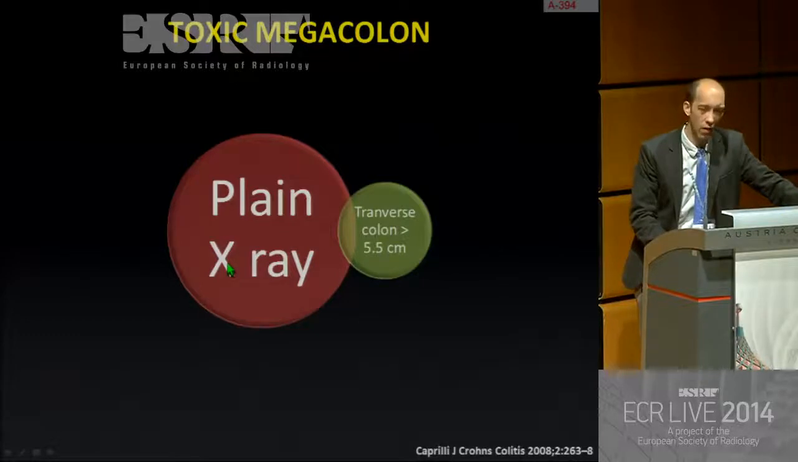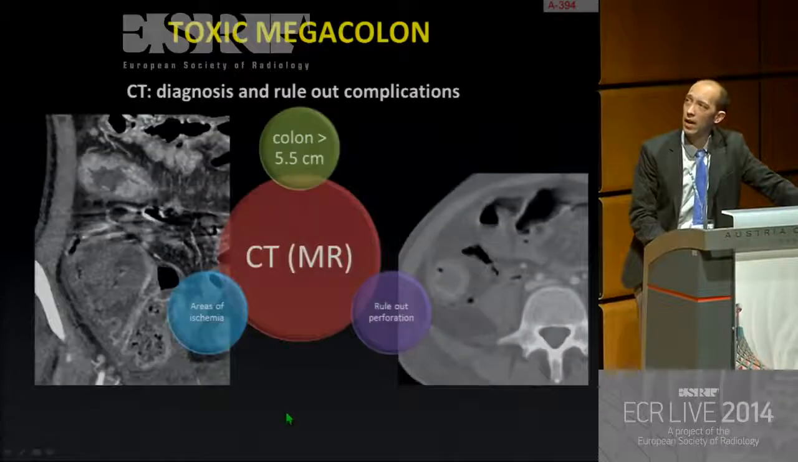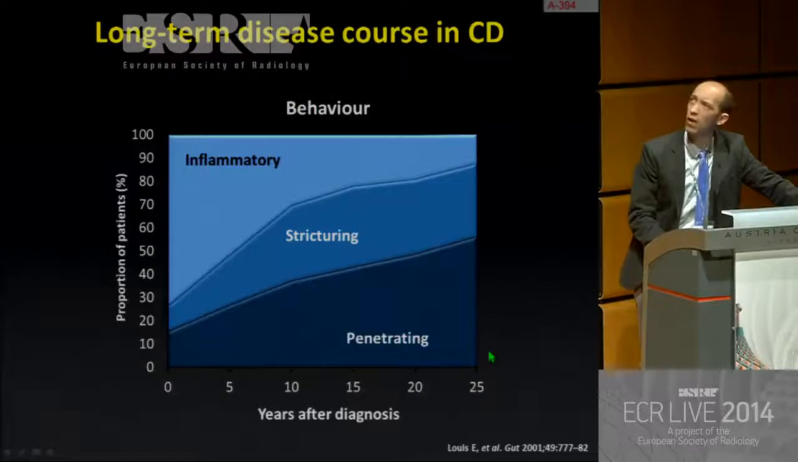We don't need cross-sectional imaging for it. We can establish the diagnosis by using a plain film, and we can make use of cross-sectional imaging, especially CT, in an emergency situation, for ruling out the presence of ischemia or perforation. There is a risk of 30% of perforation in these patients. Toxic megacolon can also be seen in Crohn's disease, but with much less frequency.